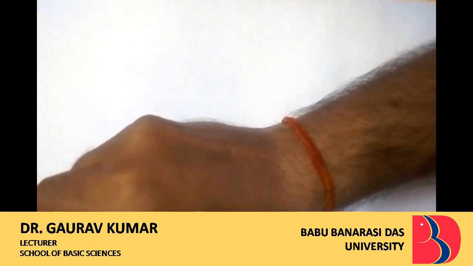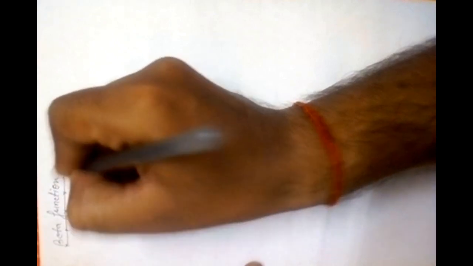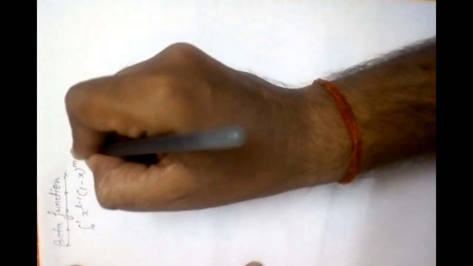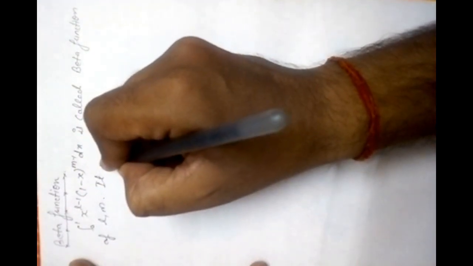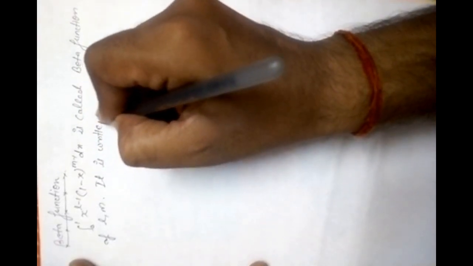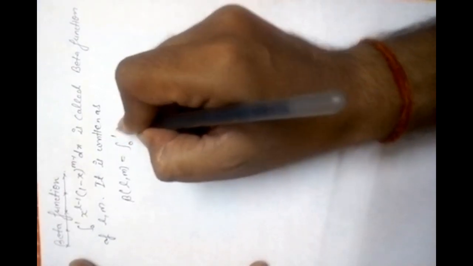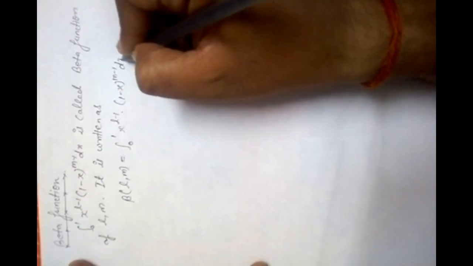Beta function. The function of the type, this one is called the beta function of L comma M, and it is written as beta L comma M equal to integral 0 to 1 x power L minus 1 times 1 minus x power M minus 1 dx.